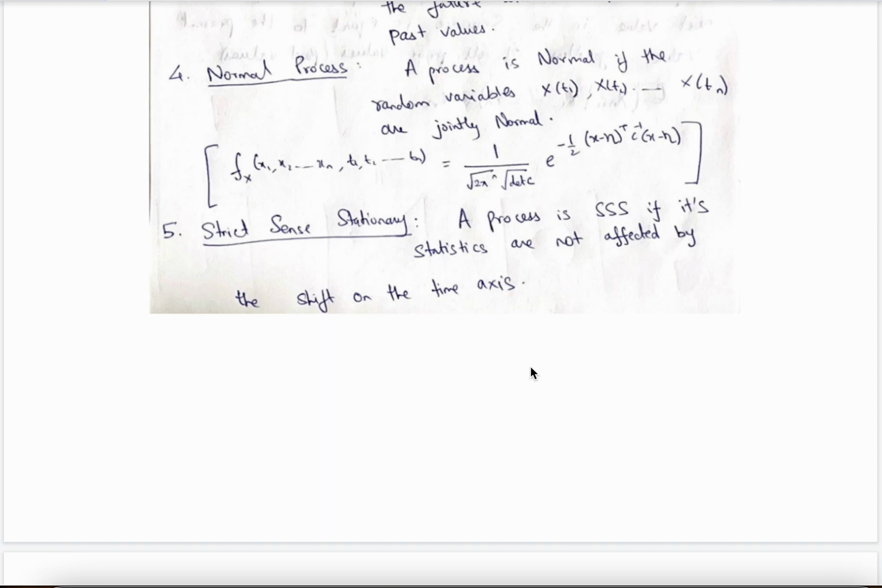Then the fifth one is strict sense stationary or SSS. The process is strict sense stationary if its statistics are not affected by the shift on the time axis. So it is independent of the shift on time.